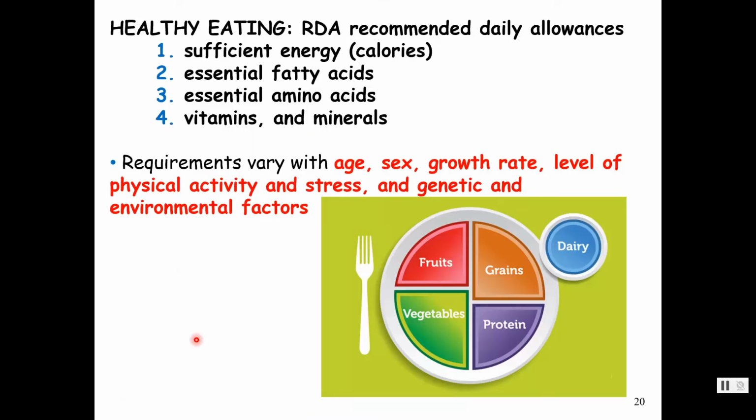The last thing I want to talk about in this section is recommended daily allowances, so healthy eating. Healthy eating is going to provide sufficient energy, so the right number of calories, all the essential fatty acids, and essential amino acids. Remember, the liver can't make those. They have to be consumed in the diet. All the vitamins and the minerals that are needed. The requirements are going to vary with age, sex, growth rate, level of physical activity. When someone is stressed, they require more calories, and there are genetic and environmental factors.